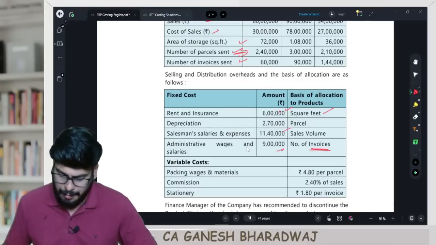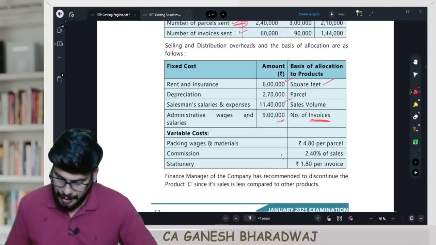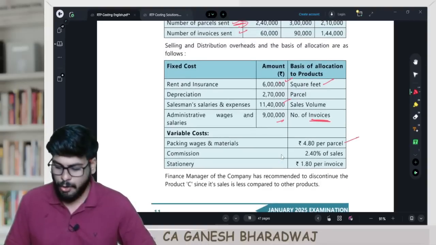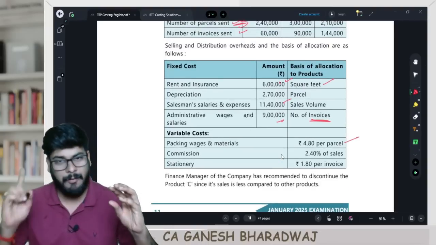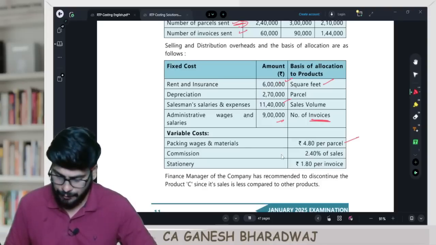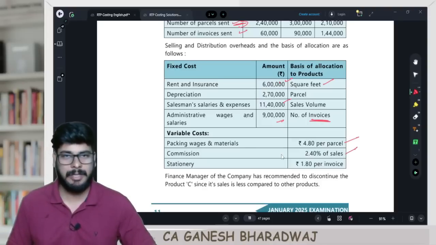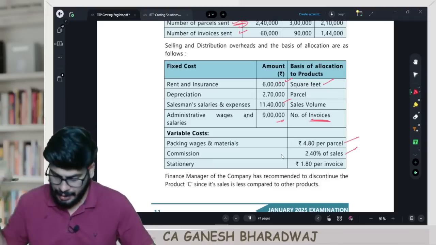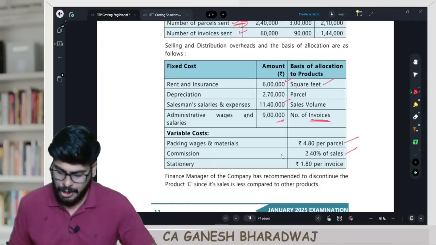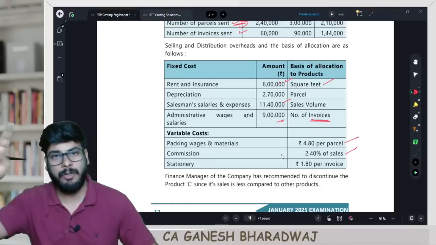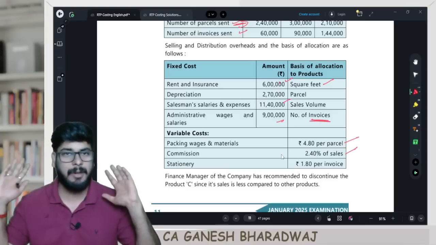Next, variable costs are given. So packing wages and material, 4.8 rupees per parcel. So number of parcels product-wise we have, multiply that with 4.8. Commission 2.4% on sales. Product-wise sales is that, directly apply 2.4%. And stationery is 1.8 per invoice. Product-wise number of invoices is that, multiply it with 1.8.